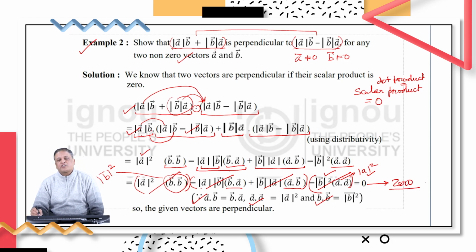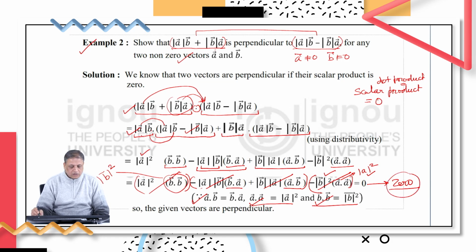So simply we explored the properties of the dot product, that is the scalar product, wherein we learned that A dot B is equal to B dot A. Also we explored the property that vector A dot vector A is nothing but magnitude of vector A square, and B dot B is nothing but magnitude of B square. Using these properties in the expanded form of the dot product of the given two vectors, we find that all the values cancel each other, as a result of which the result turns out to be 0.